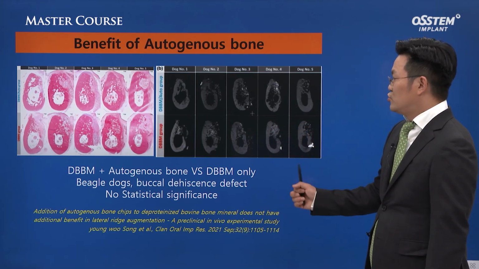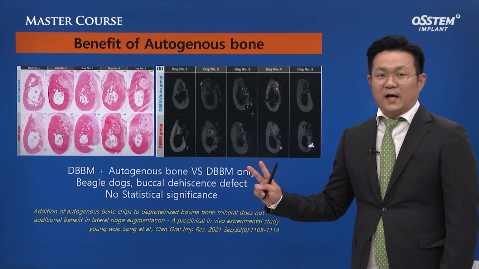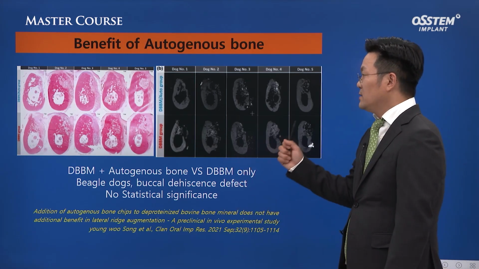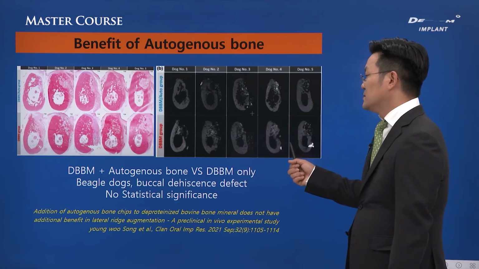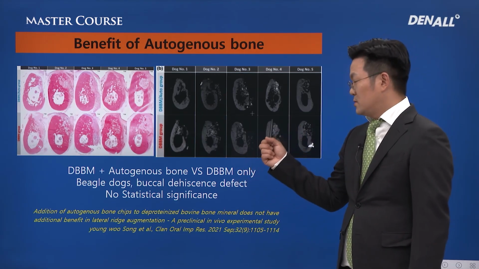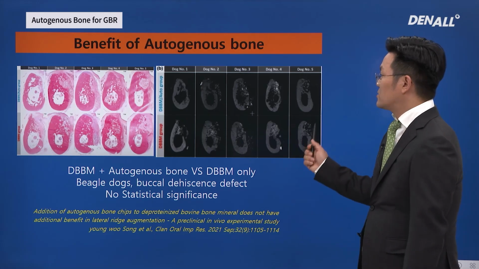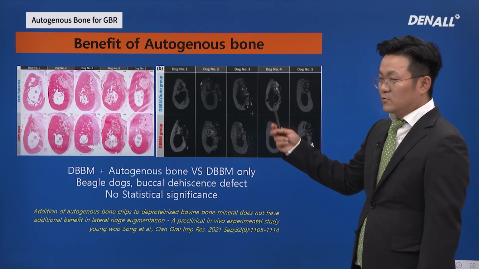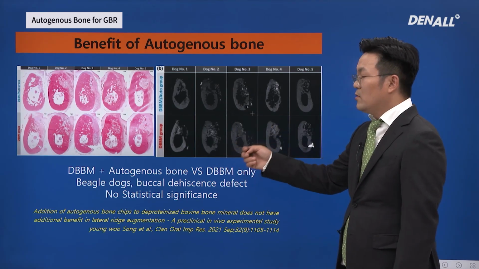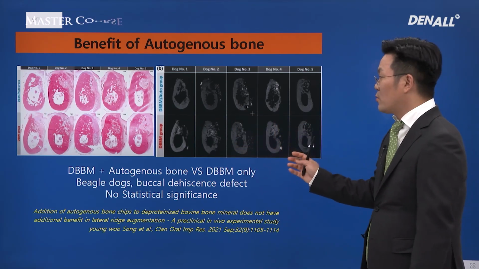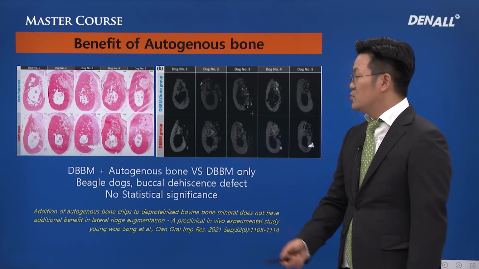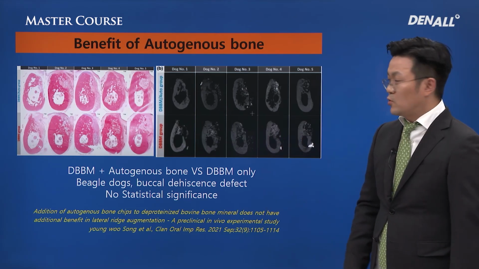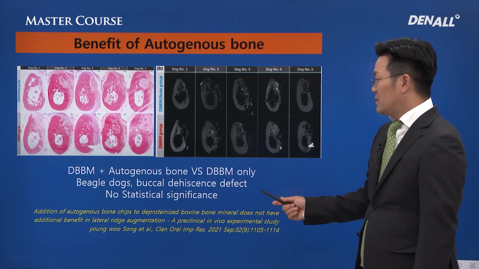As you can see, beagle dogs were divided into two arms. In one arm, Bio-Oss was used. In the other arm, autogenous bone and Bio-Oss were mixed together, and GBR was performed, and the site was covered by a membrane and fixed with bone tacks. After sacrificing the animals, histology analysis was performed.